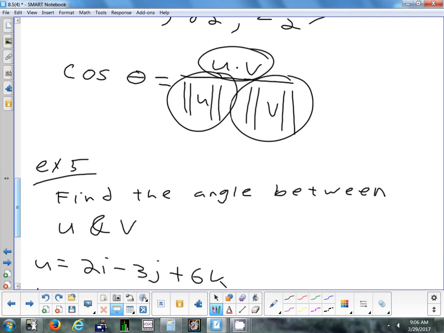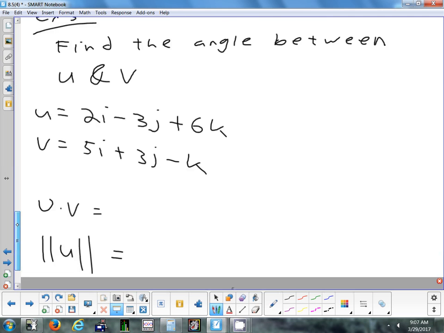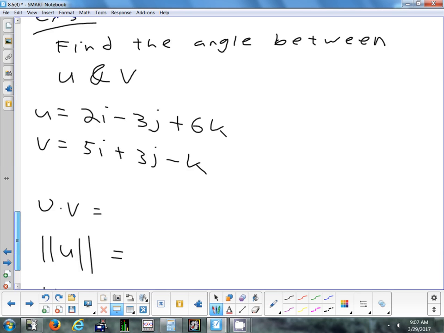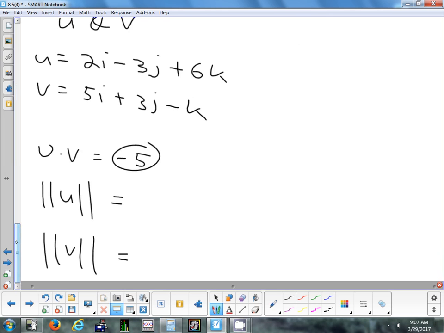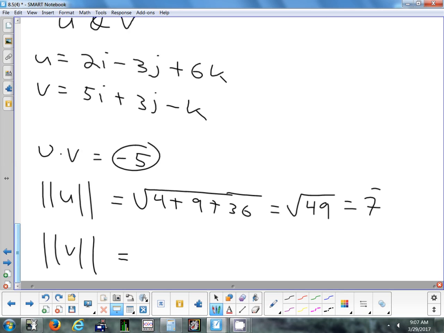Did everybody have the formula? It's the same formula. All right, so the dot product, we already have that. It was negative, what was the dot product? Negative 5. And now we need the length of u and the length of v. Length of u, what's going to be the first number? 4 plus 9 plus 36. And that's going to give me the square root of 49, which is 7.